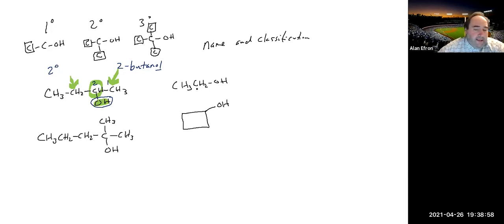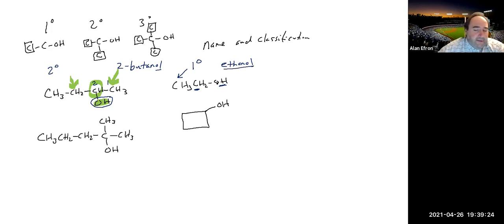Looking at this one here, again, we're going to look at the carbon that has the OH group attached to it. And obviously directly attached to that is just one carbon. So that would be a primary alcohol because of that one carbon. That also would mean that there's only two carbons in this case. So that would be ethanol or ethyl alcohol, but ethanol is the proper name.